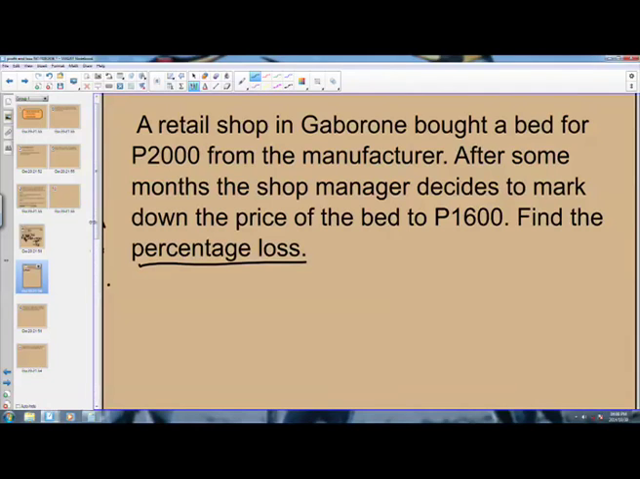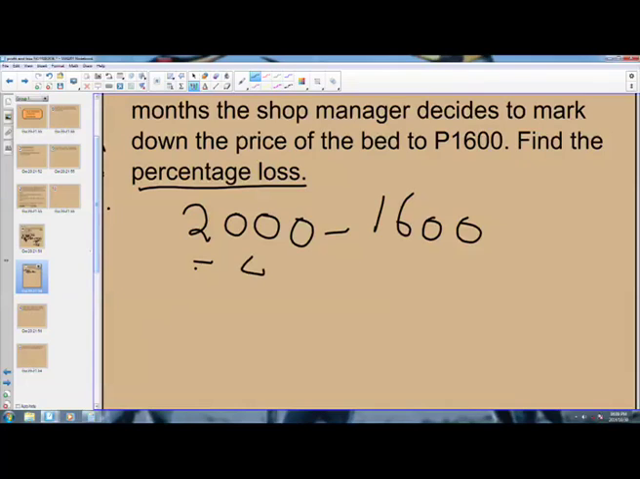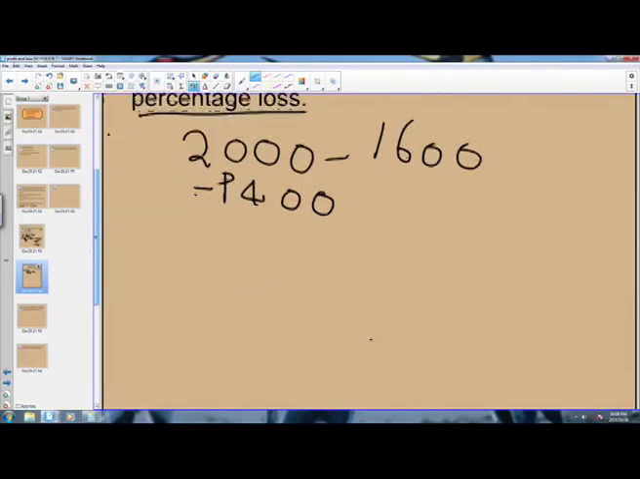Now, let us work it out. Percentage loss. The original price of the bed is 2,000. So it's 2,000 minus 1,600. This gives us 400 pula. So this is the loss. After buying this for 2,000, now the retail shop is deciding to sell this at 1,600, making a loss of 400 pula. Now, what is the percentage loss? We are now to find the percentage loss.